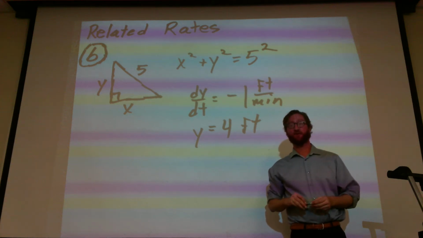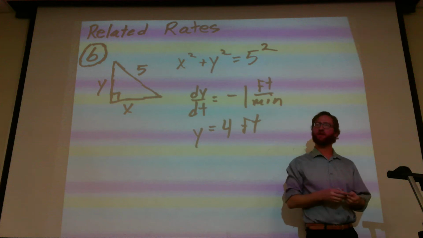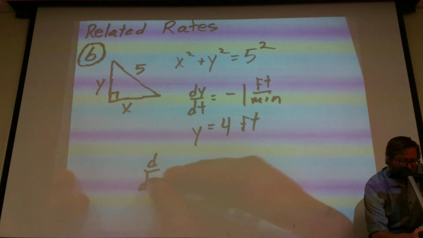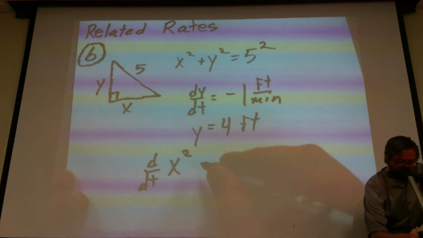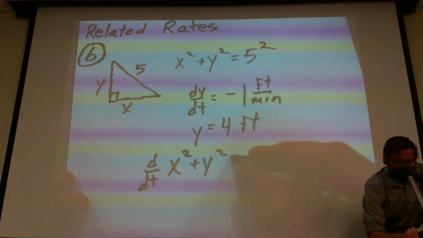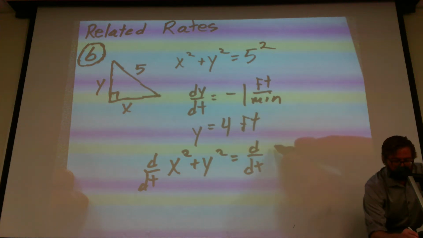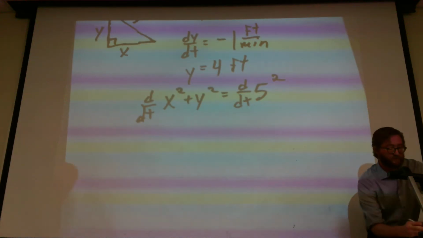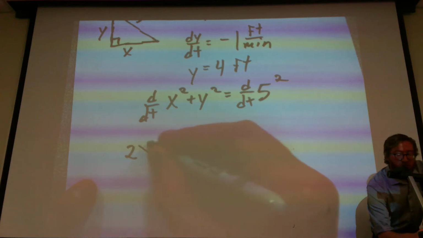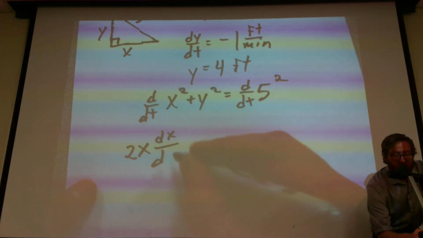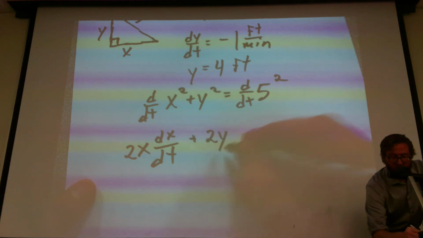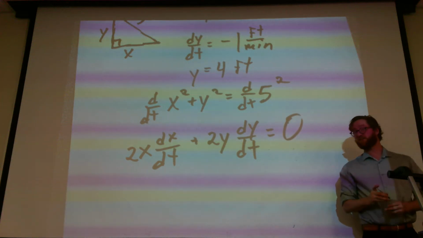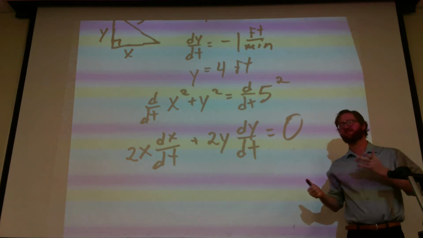Let's go ahead and differentiate both sides of this problem and see if we're missing any information. So, this would be 2x dx/dt plus now 2y dy/dt. And the right-hand side is just going to become 0 because 5 squared is a constant.